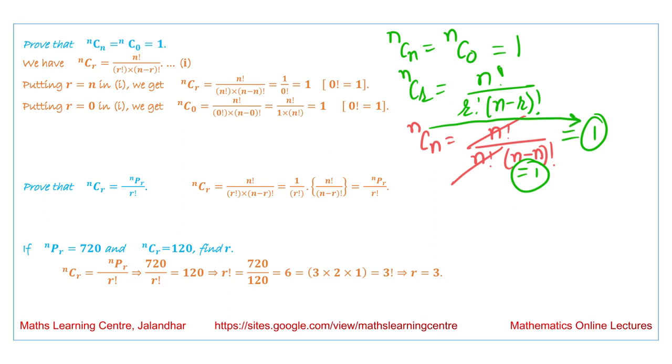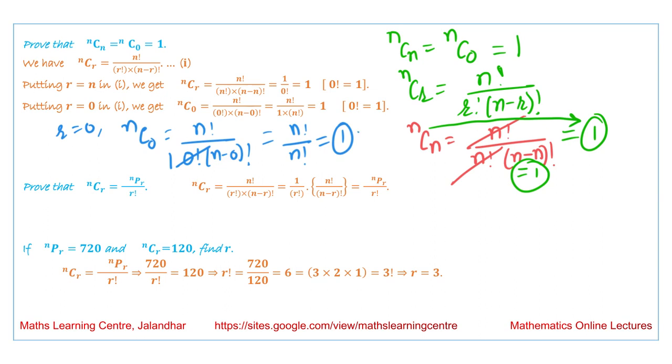Similarly, if we substitute r is equal to 0, we will have NC0 equal to n factorial over 0 factorial into n minus 0 factorial. The value of 0 factorial is 1 and we are left with n factorial over n factorial, that is equal to 1. So in both these cases the answer we obtain is equal to 1.